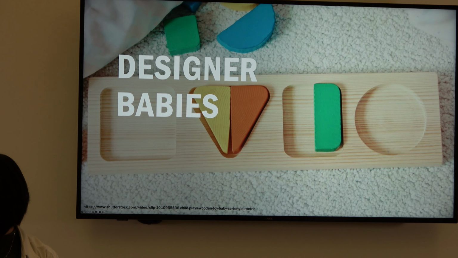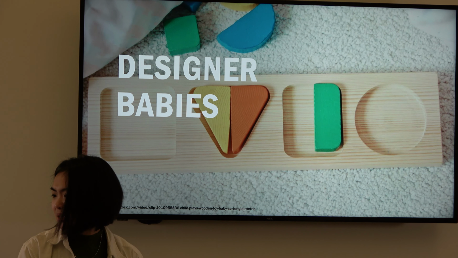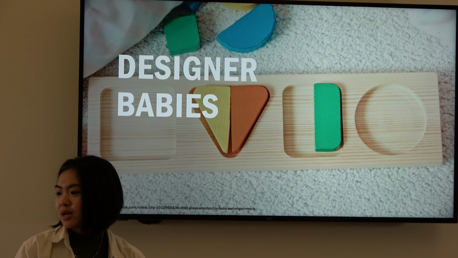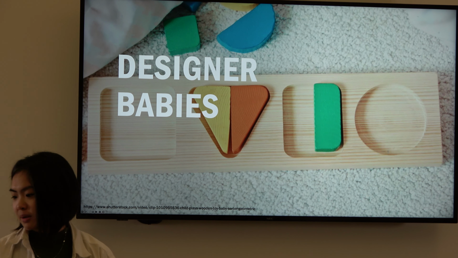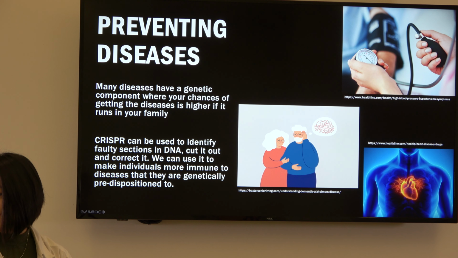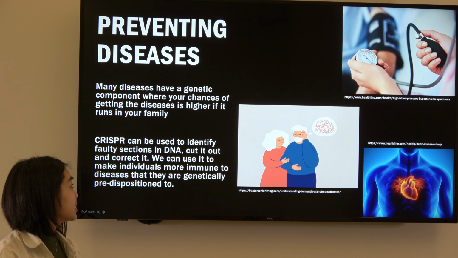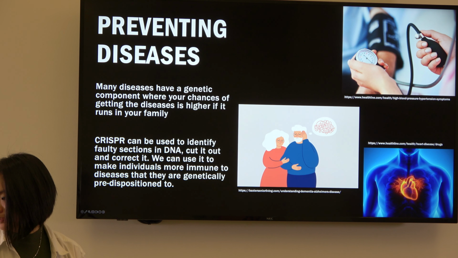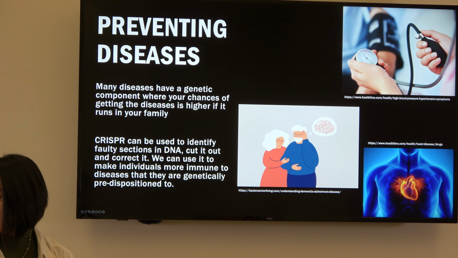So then that leads us to the problem of designer babies, and we hear a lot about these in the media. So instead of curing diseases, what if we prevented them entirely by screening and editing the genome of an embryo? Well, obviously, we can prevent diseases, and many diseases have a genetic component where your chances of getting the disease are slightly higher if it runs in your family. So we could use CRISPR to identify the faulty sections in an individual's DNA, cut them out, correct them, and thus prevent their future descendants from getting it as well.